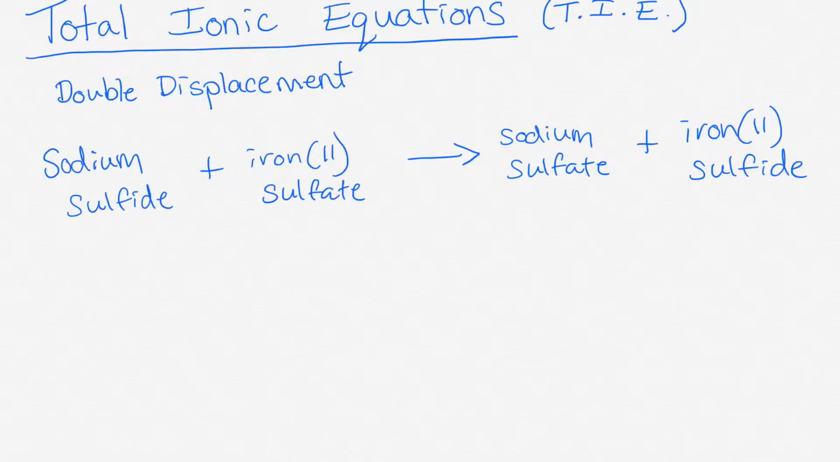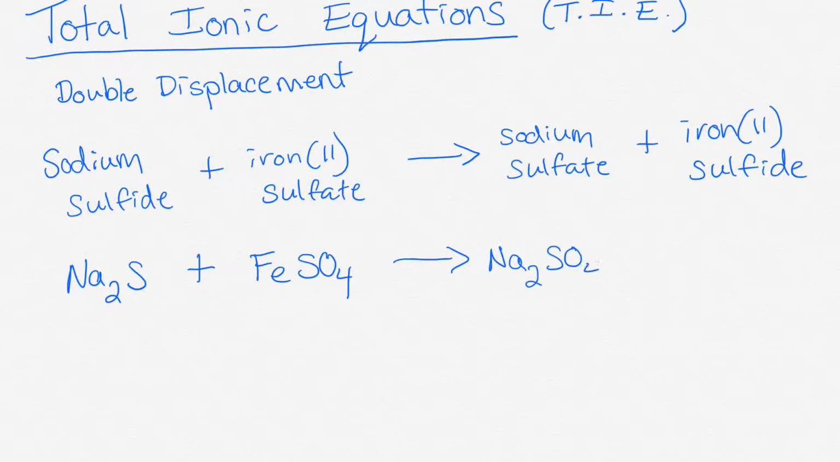So once I know what my reaction is, I want to write out the formulas for everything in my reaction. So my sodium sulfide formula is Na2S. Iron 2 sulfate is going to have a formula of FeSO4. And they're going to react to produce our sodium sulfate. And the formula there is Na2SO4. And then our iron 2 sulfide will end up being FeS.